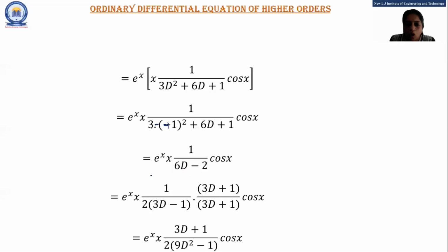First, I am taking 2 common. So this is e raised to x upon 2, and 1 upon 3D minus 1 is there. And then I am taking the conjugate here. So 3D plus 1, multiply and divide with 3D plus 1. After simplification, I have e raised to x into x by 2, 3D plus 1 in the numerator, and in the denominator, after multiplying these two brackets, I have 9D square minus 1.